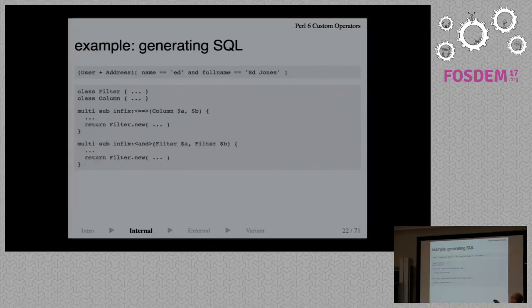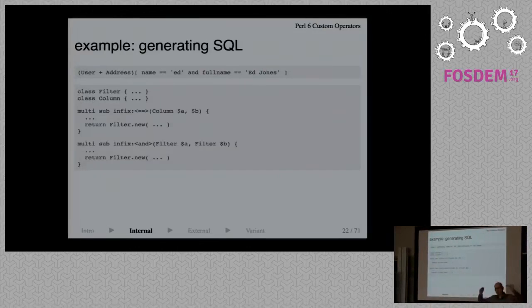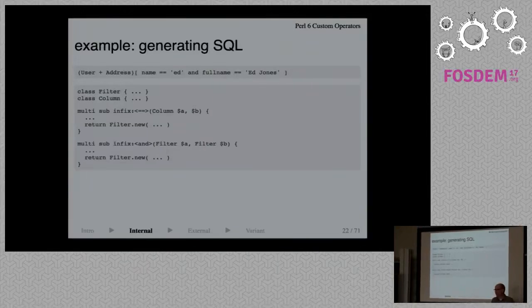Similarly, we could do something with equals and say equals takes 2 columns, or maybe a column and a value, and returns a filter of some sort. And then we could do something else. So you have a lot of flexibility if you're designing an ORM or something to generate SQL in Perl 6. But what I think is interesting is that although operators can be used to generate SQL, operators have already been used to express SQL.